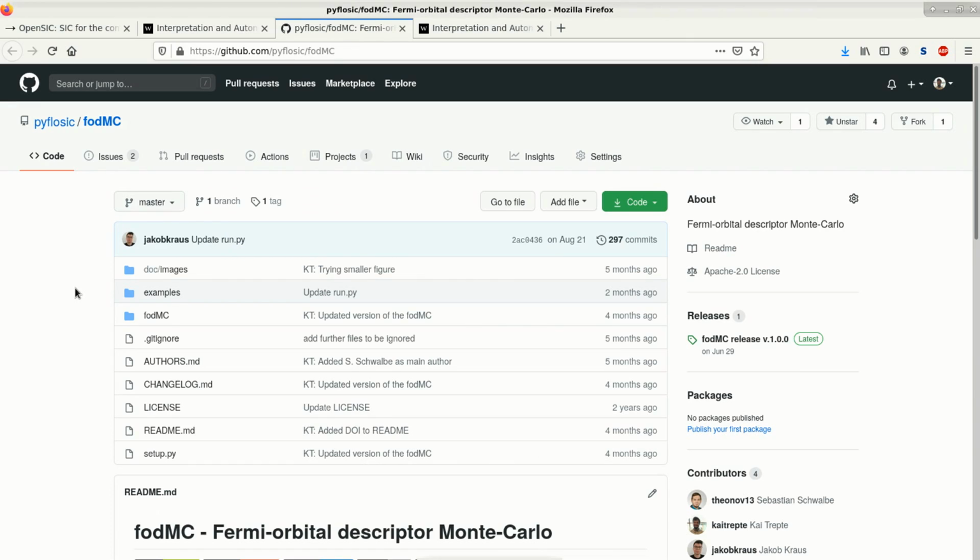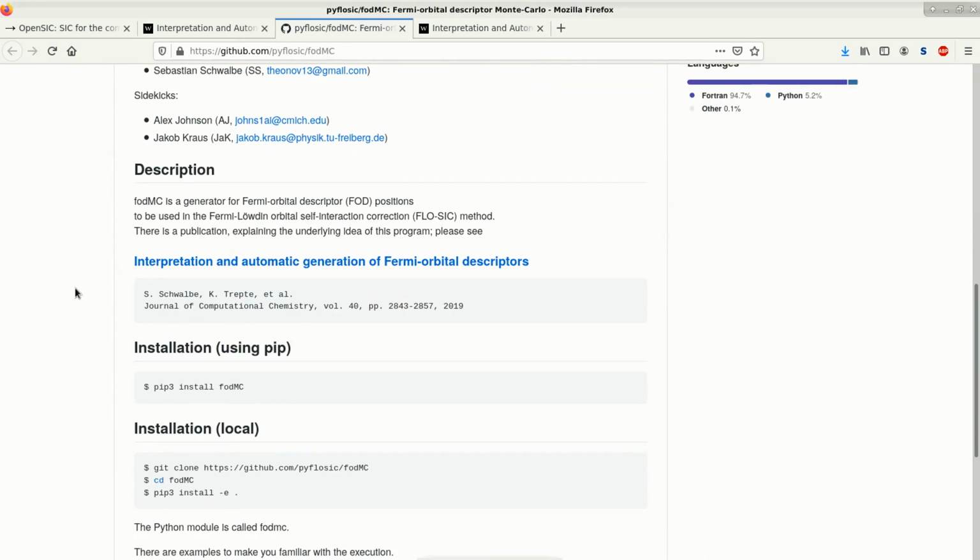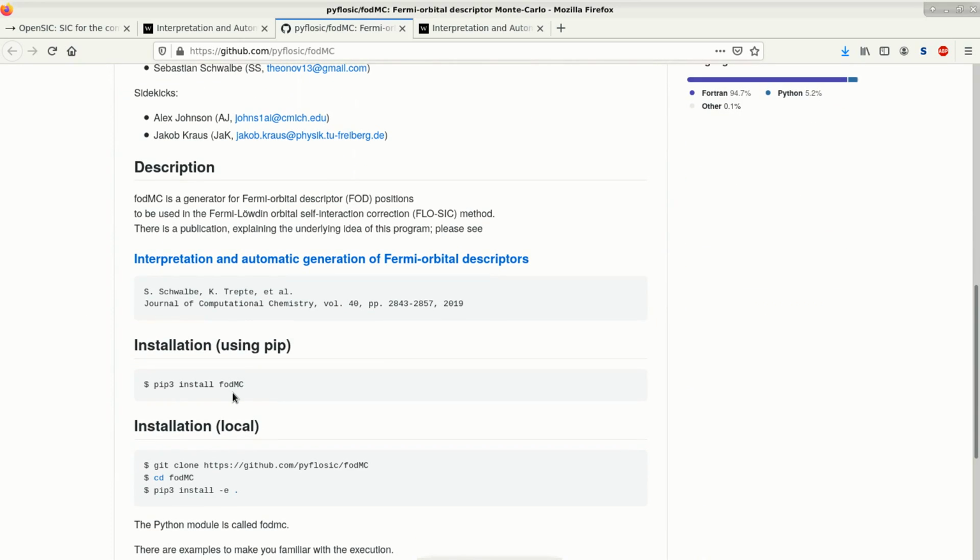The fodMC is available at GitHub under open source license. The easiest way to install it is via pip3 install fodMC. Or you can also git clone the repository and then install the fodMC locally.